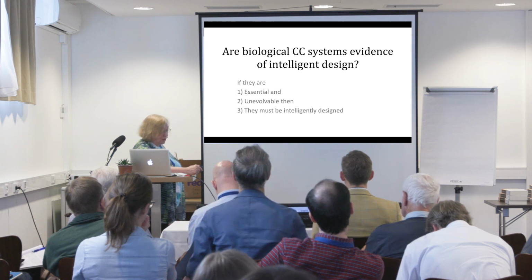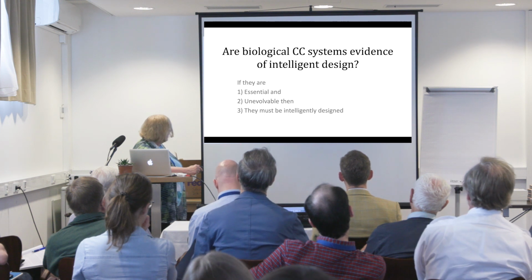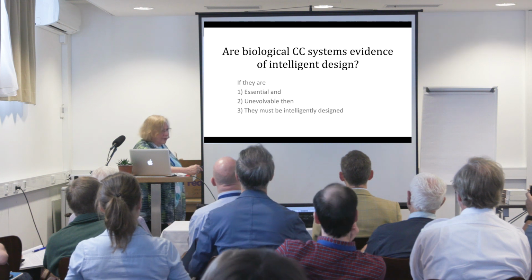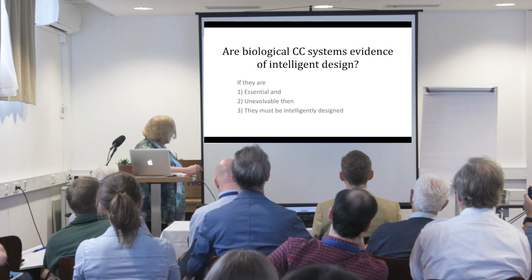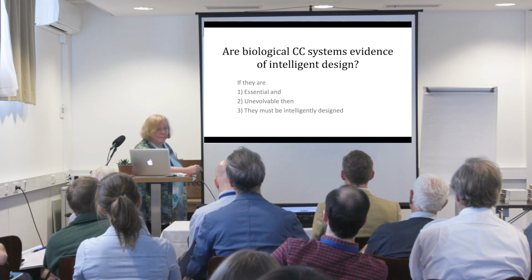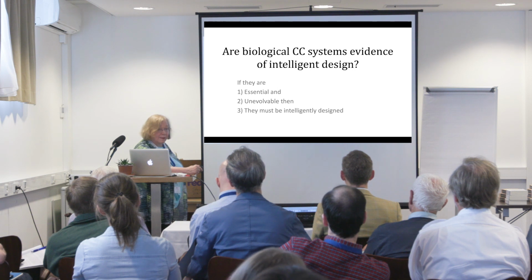And here's the final question. If causally circular systems are essential, and if they're unevolvable, I would say that's evidence for intelligent design. That's what I would say. The question is, are they essential and are they unevolvable?